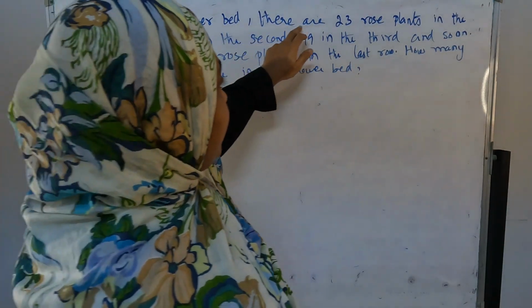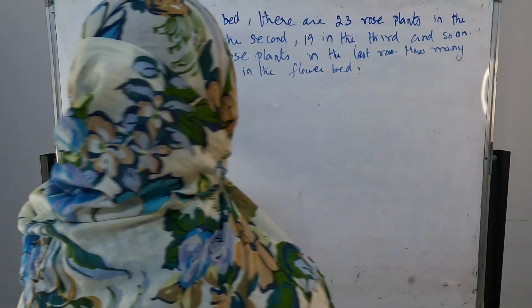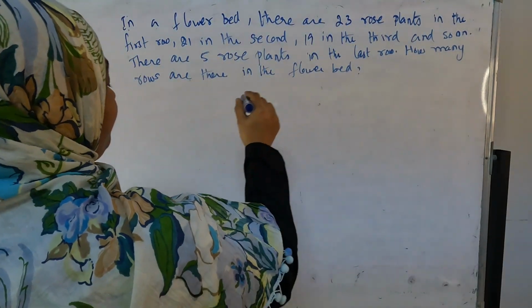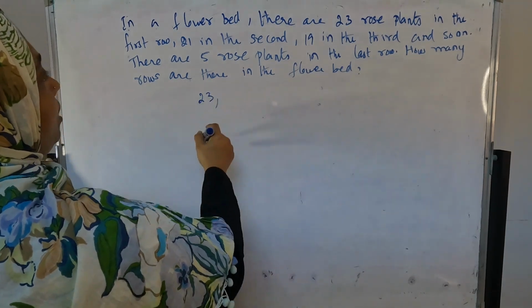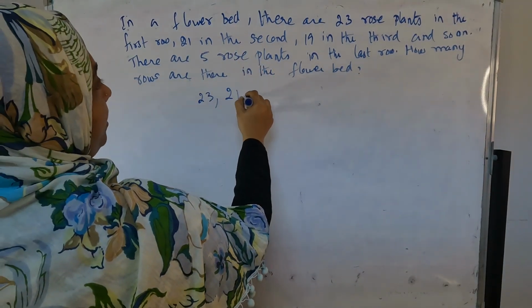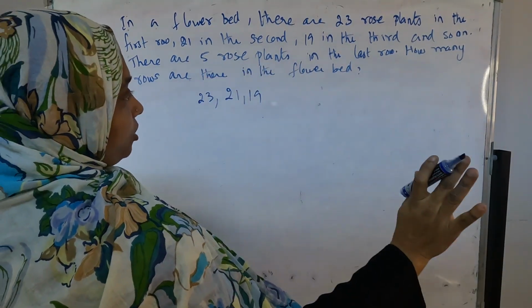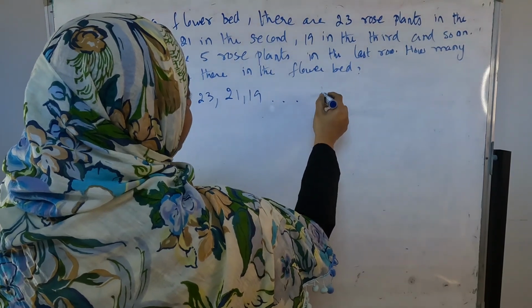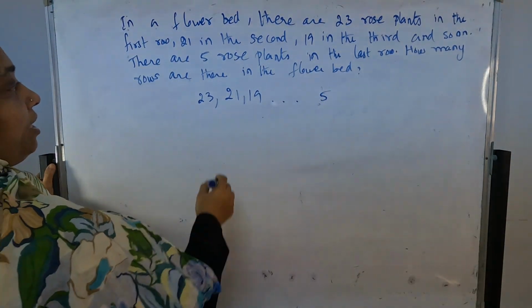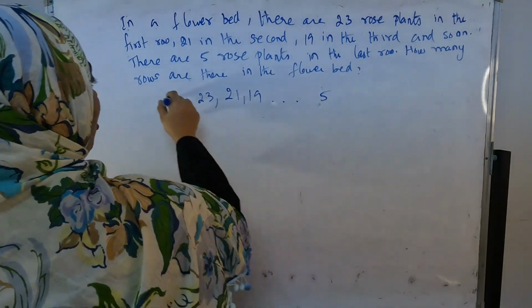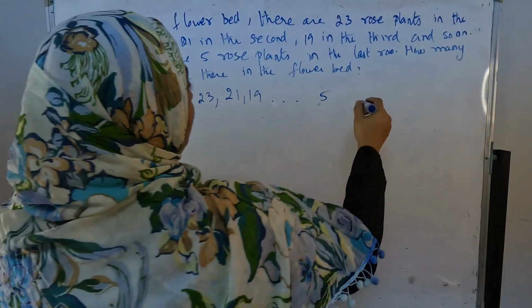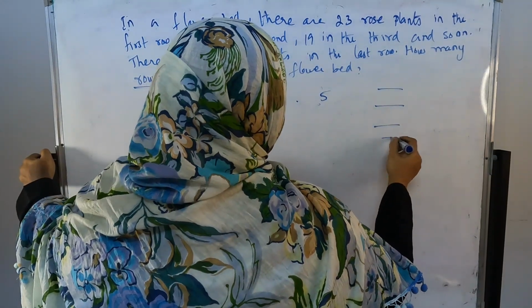In a flower bed, there are 23 rose plants in the first row, 21 in the second row, 19 in the third, and so on. There are 5 rose plants in the last row. That means the last term is 5. How many rows are there in the flower bed? So first row, second row, third row, like this rows are there.